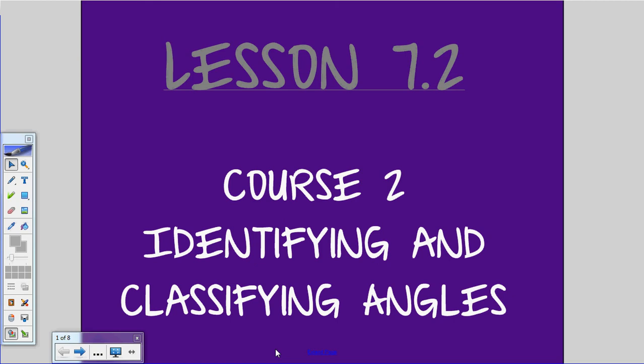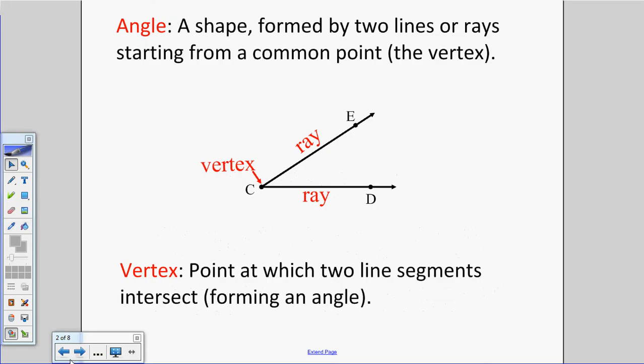Hey guys, this is lesson 7.2 in course 2. It's titled Identifying and Classifying Angles. So make sure you have that title.